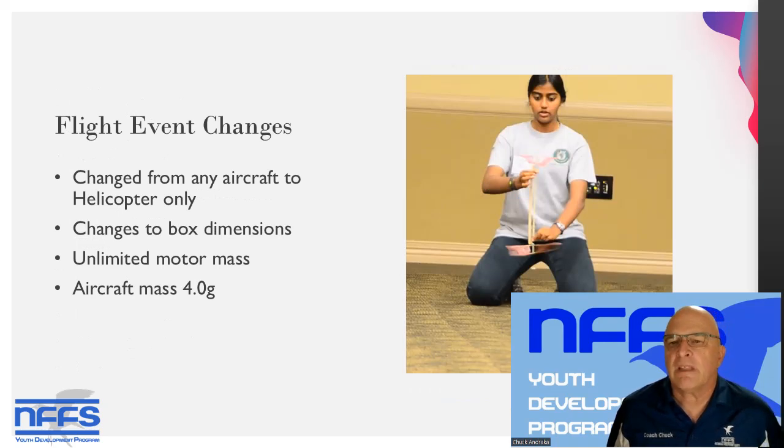The changes from last year, obviously the big one is the change from any aircraft, helicopter, glider, or airplane, to helicopter only. There's a slight change in the box dimensions depending which class you're in, and the box dimensions are the same for both the B division and C division. The motor mass, the rubber band, if you will, is unlimited, but the aircraft, the helicopter, must weigh at least 4 grams.